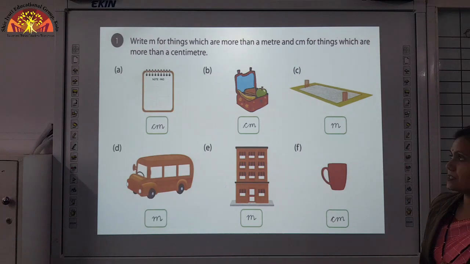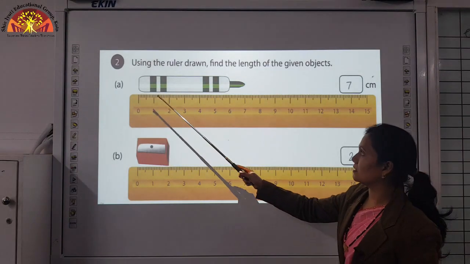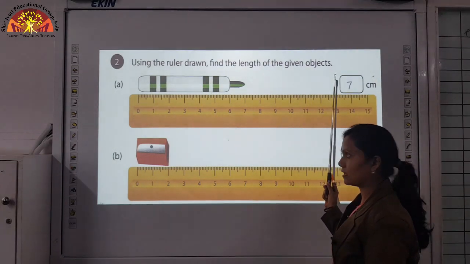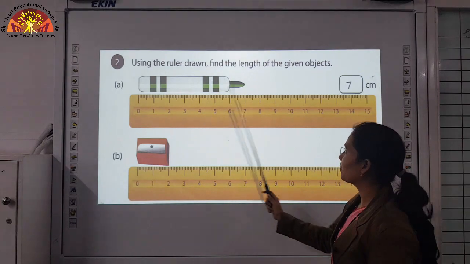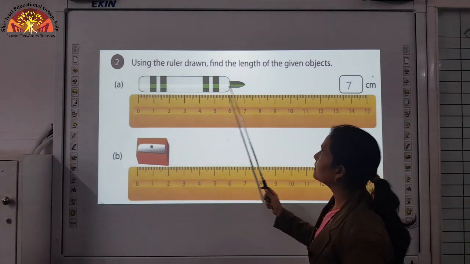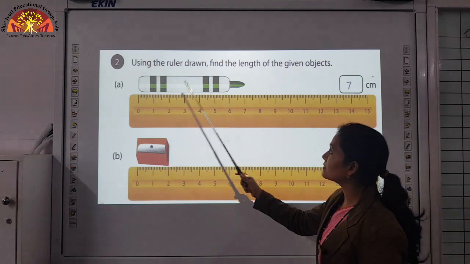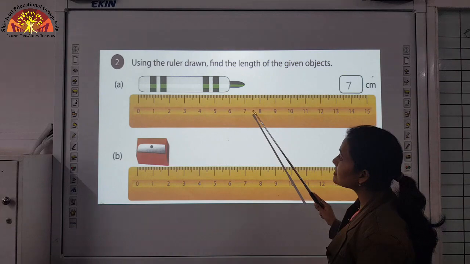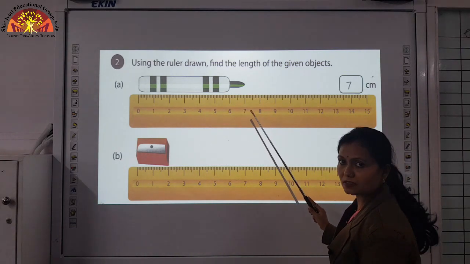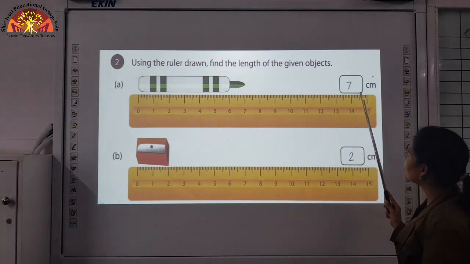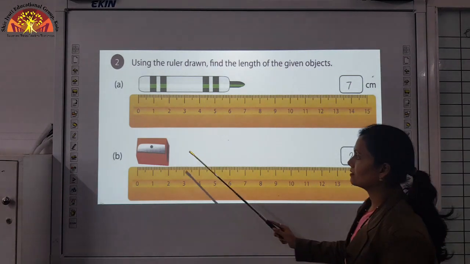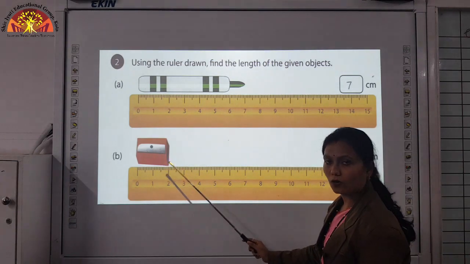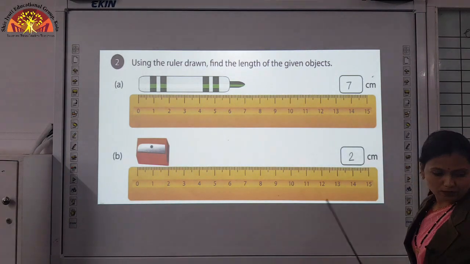Now move to the next question. Our next question is, using the ruler drawn, find the length of the given object. This is a ruler and we have to find the length of this object. This is a crayon, right? You can see this crayon is 7 centimeter long, right? So we will write here 7. Next, this is a sharpener. Now you can see this is 2 centimeter long. So we will write here 2 centimeter.